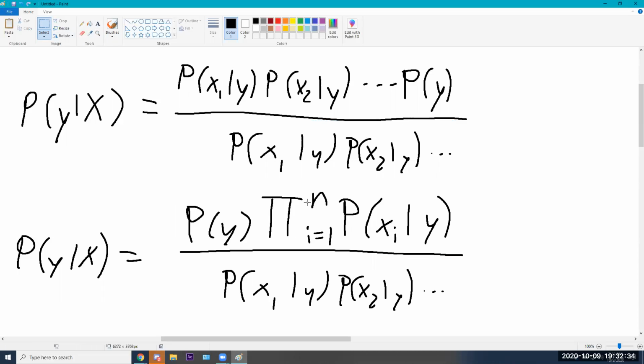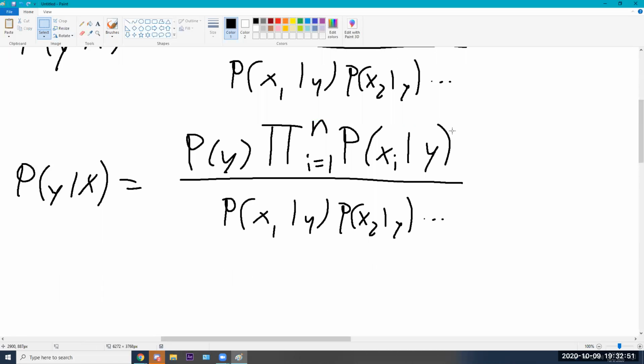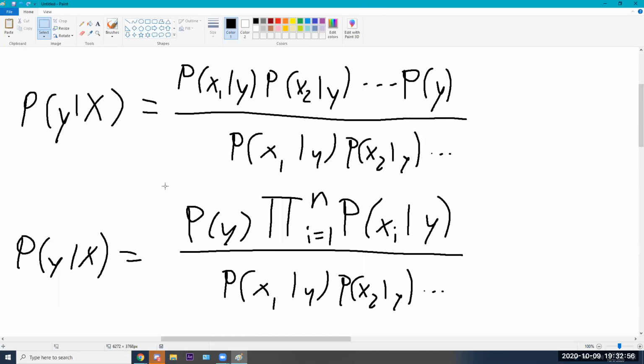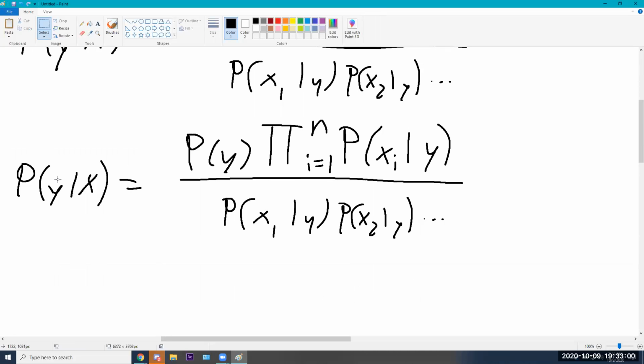And so you can see how this is the same thing, because when you unroll this, when you expand it out, you get p of x1 given y times the probability of x2 given y, all the way up until probability of xn given y, right? It's the same thing that we had up here. So this is how you calculate the final probability of a particular class.